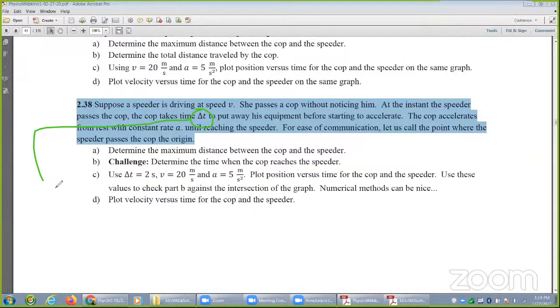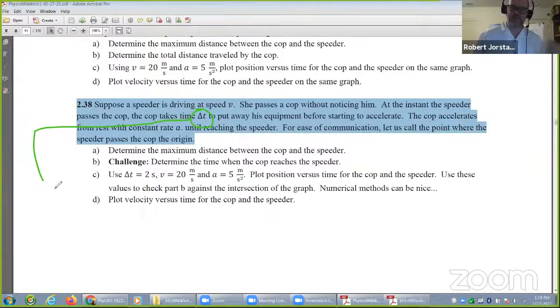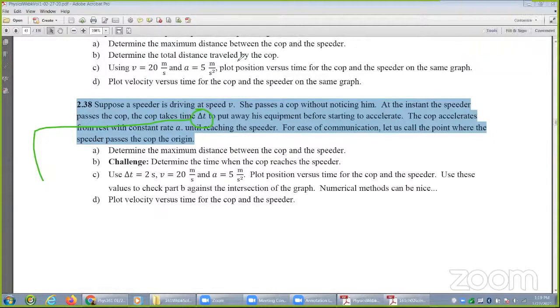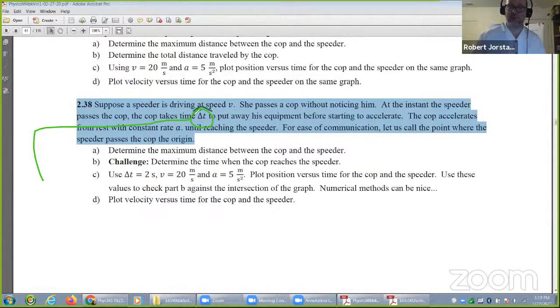Let me ask you this. Are these two people going to drive for the same time? Are the speeder and the cop going to drive for the same amount of time? Yes. They will? Until he catches up to him? No. No. The cop drives for less time because the cop spent some time putting away the gear.